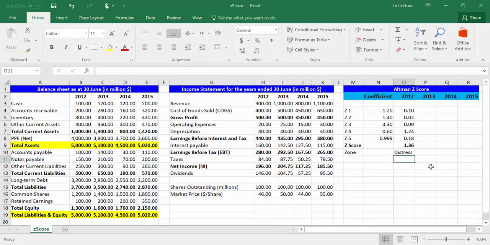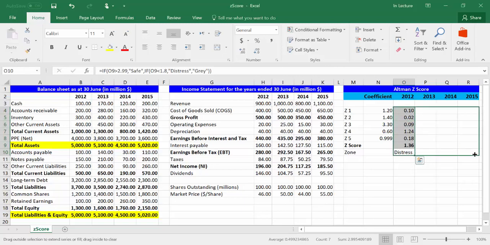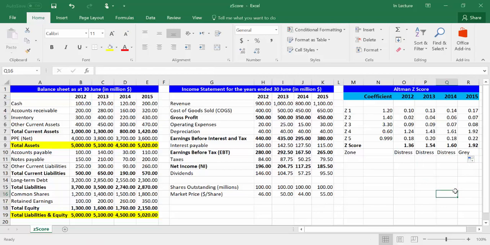In order to expand the formulas to all years of analysis, highlight all the formulas we did in year 2012. From the small box on the right bottom, drag them into years 2013, 2014, and 2015.